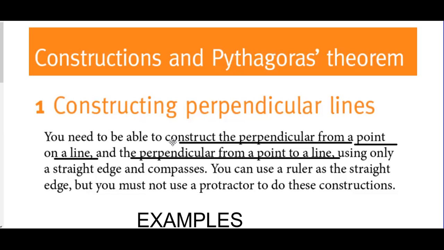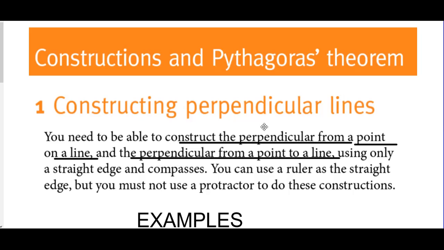Today, I'll be taking you quickly on how to construct perpendicular lines. First of all, I should start by explaining what a perpendicular line means. Two lines are said to be perpendicular if they cross each other at a right angle. And when I say right angle, I mean an angle of 90 degrees.